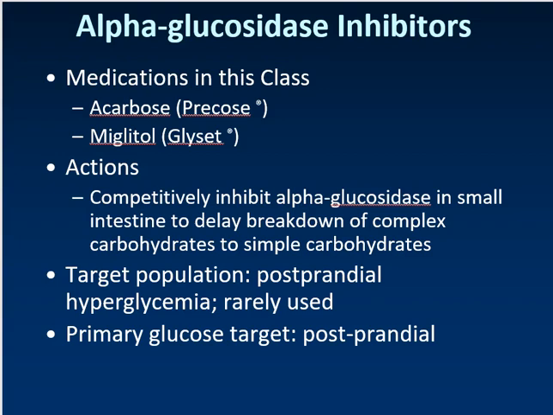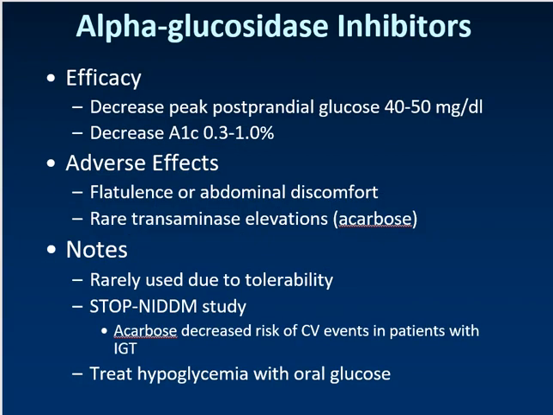From a primary targeting standpoint, we're looking at post-meal glucose targeting. And these drugs are pretty good at reducing the post-meal glucose concentrations, up to 40 to 50 milligrams per deciliter. We don't see really dramatic decreases in A1C, anywhere from 0.3 to maybe 1% reduction.